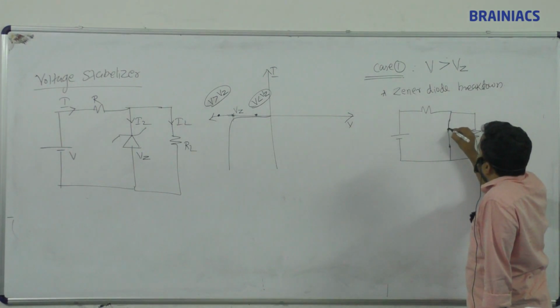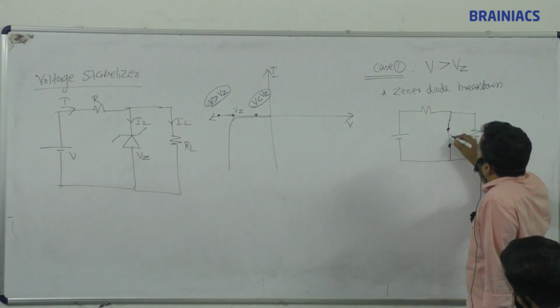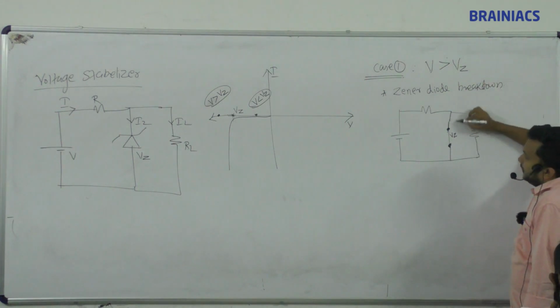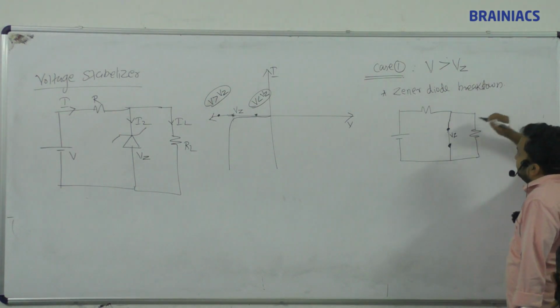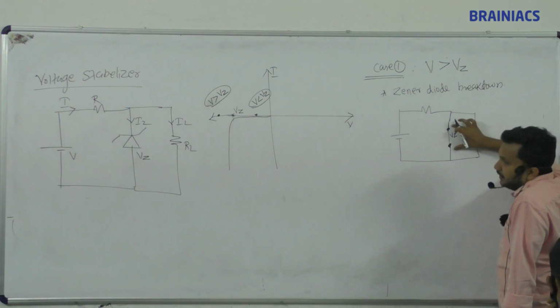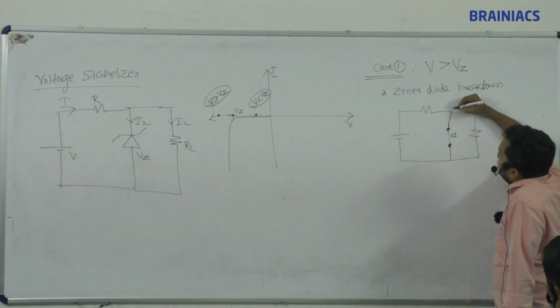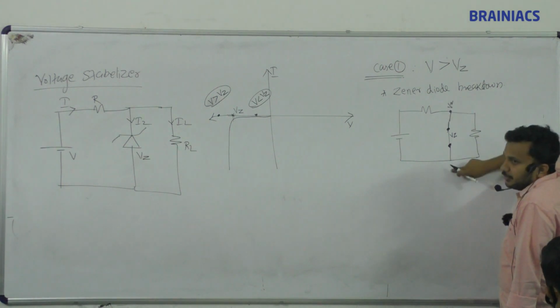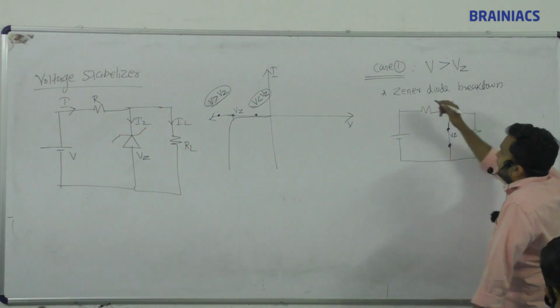The voltage at these two points, you have to mark it as Vz. Just give two marks: Zener is under breakdown and Vz is the voltage across it. If this voltage is Vz, what is the voltage here also? Vz, the voltage from here to ground.